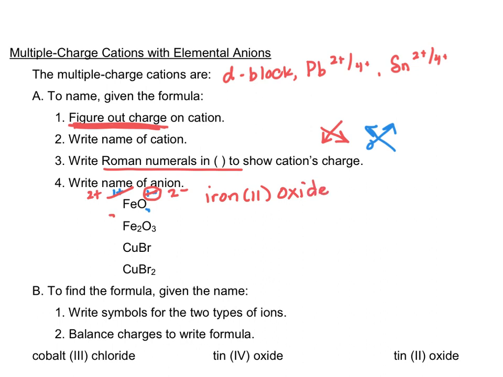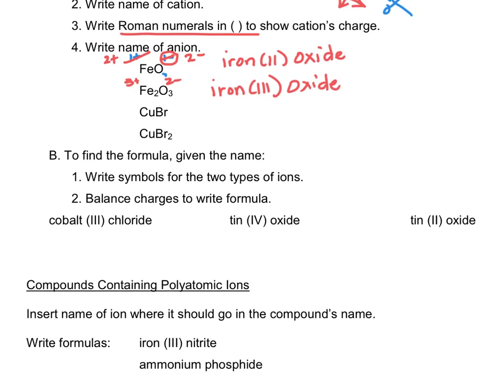So here, if I uncross, I have a 3+ and a 2-. And yes, oxide is a 2-. I don't have to reduce or unreduce anything. So this is iron 3 oxide. Okay. Now, if I'm given the name, then I already know the charge. I know this is cobalt 3, so this is a 3+. This is a 1-, so this is CoCl3.